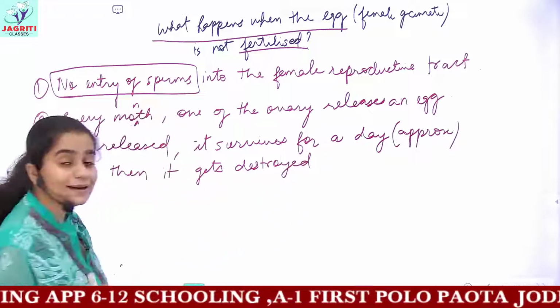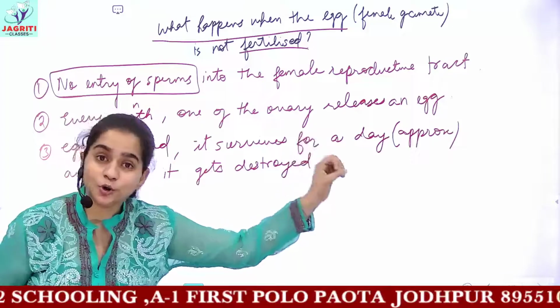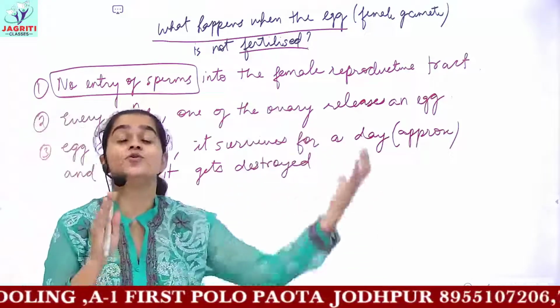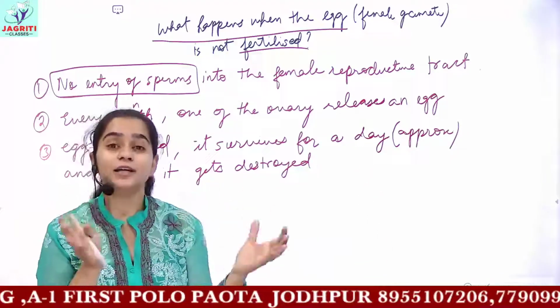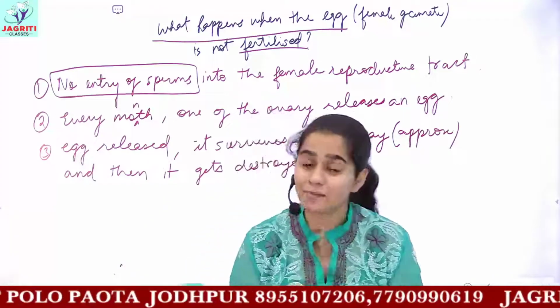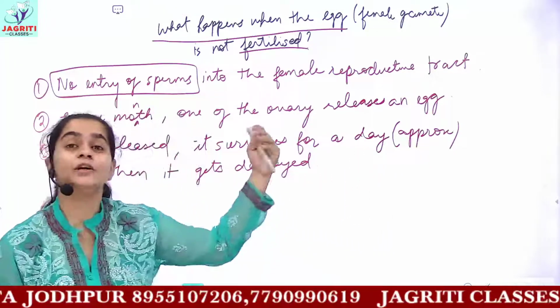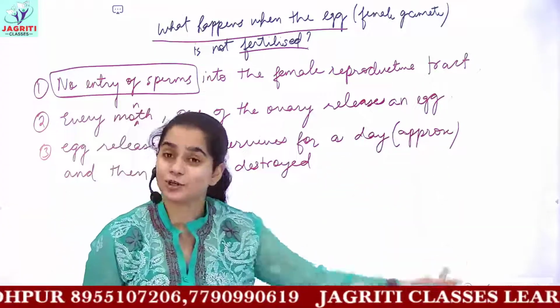Now you have two conditions here. First one is when the egg is being released out from the ovary and it fuses with the sperm. Then after the process of fusion of egg and sperm, that is male and female gamete, a zygote would be formed, and this zygote would ultimately develop into the fetus or the child.